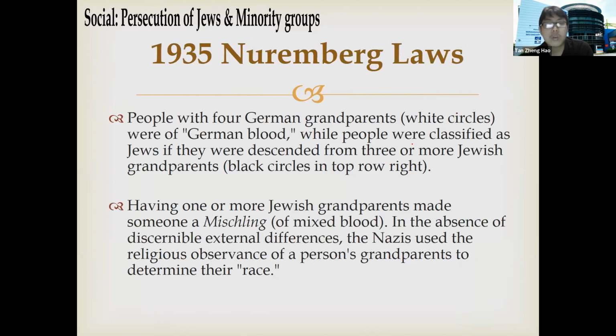Now to determine who's a Jew, it's a very complicated business. So in the end, they decided, if you have four grandparents, and one or more Jewish grandparent, you are considered a Jew. So that is how they decide who's a Jew. People with four German grandparents were considered pure. If you descended from three or more Jewish grandparents, you are obviously very impure.